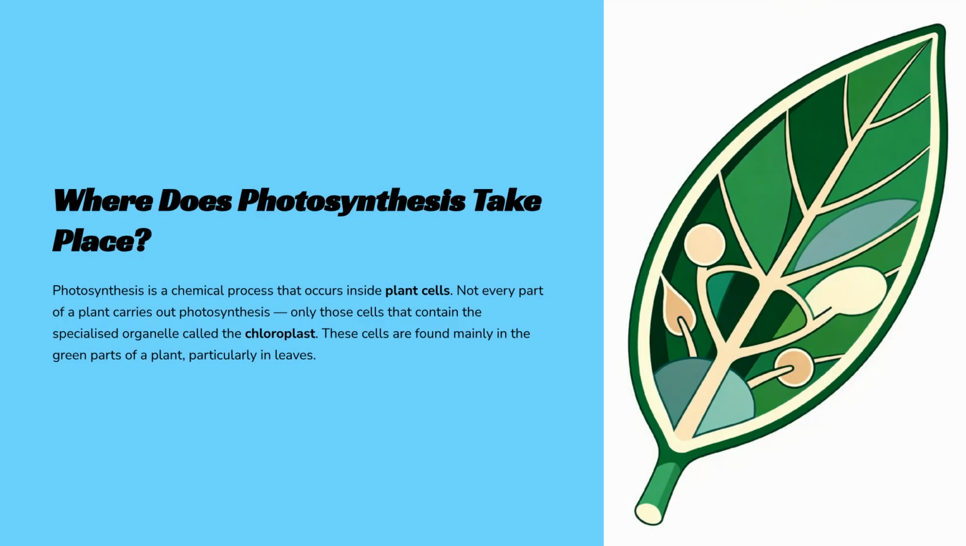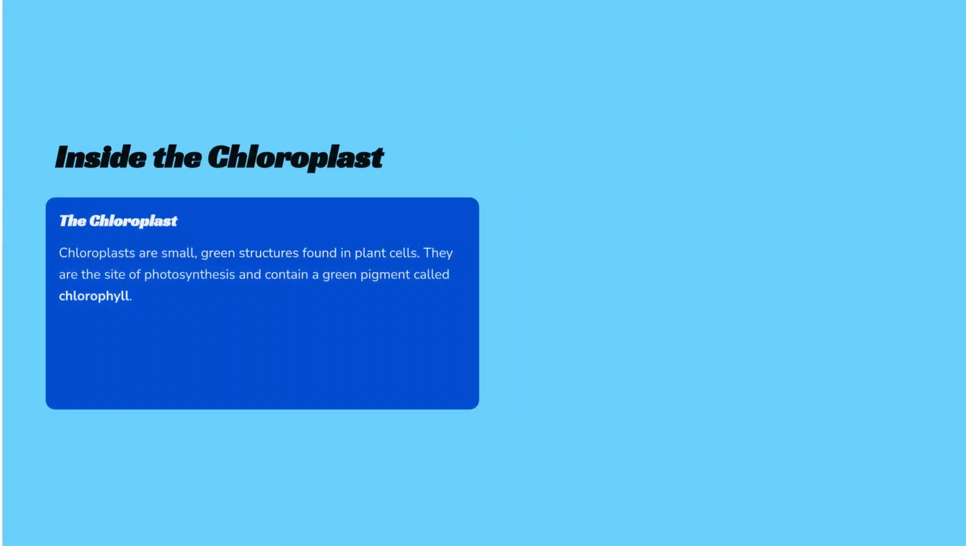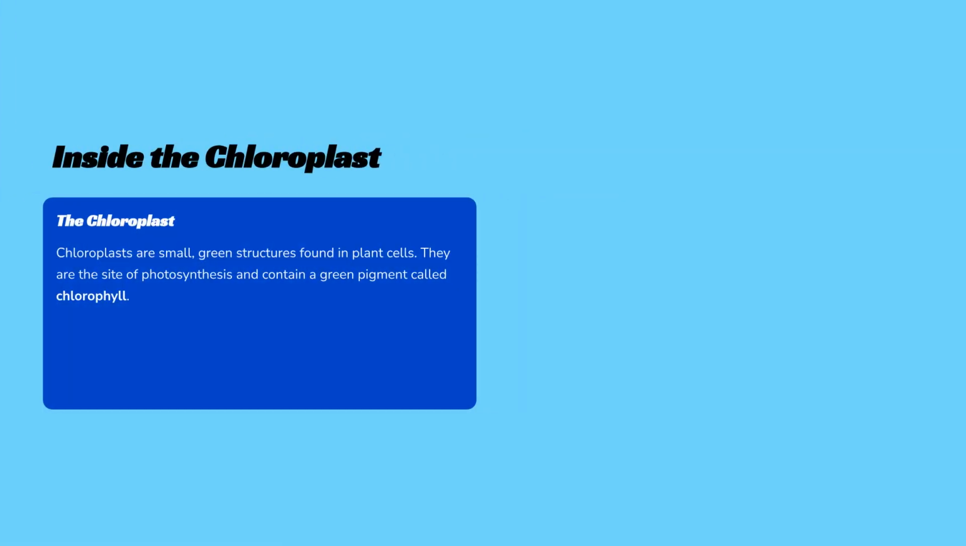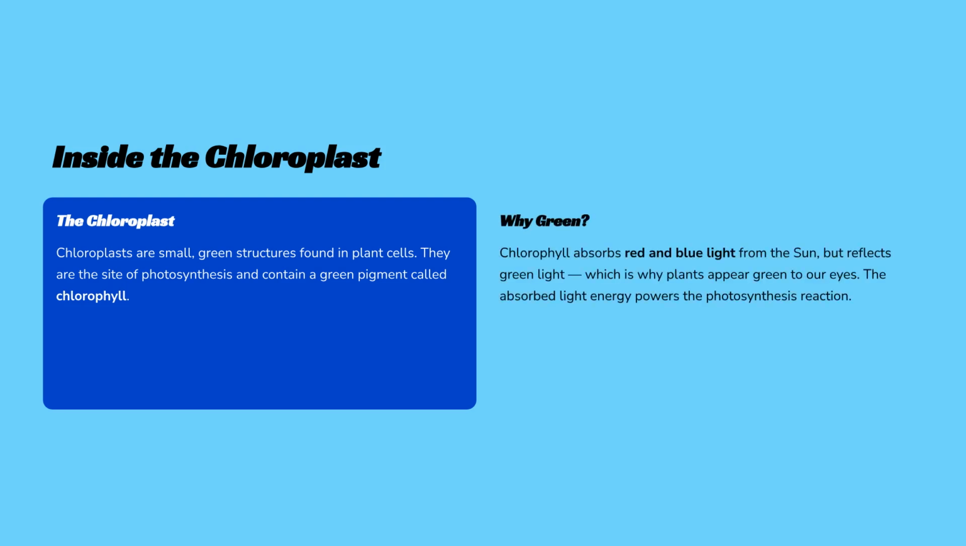Photosynthesis is a chemical process that occurs inside plant cells, specifically within the specialized organelle called the chloroplast. These cells are mostly found in the green parts of the plant, especially the leaves. Chloroplasts are small, green structures in plant cells. They contain the green pigment chlorophyll, which is the site of photosynthesis.